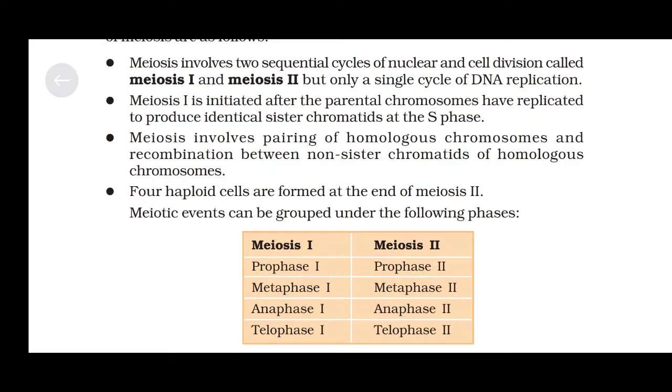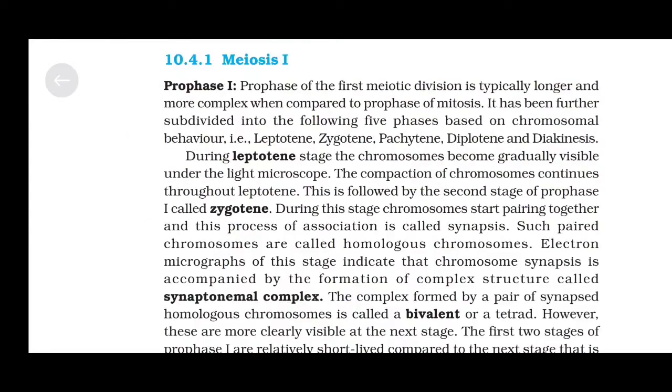Meiotic events can be grouped under the following phases: meiosis 1, prophase 1, metaphase 1, anaphase 1, telophase 1. Meiosis 2, prophase 2, metaphase 2, anaphase 2, telophase 2.